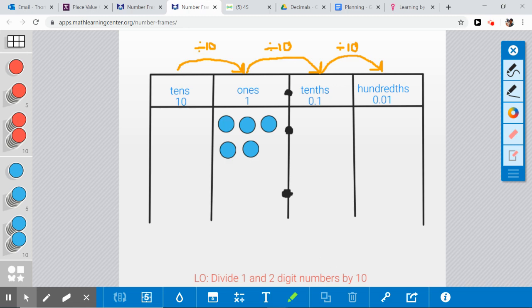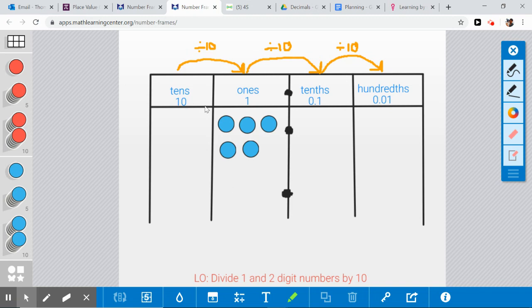Hello. Today we're going to be looking at dividing 1 and 2 digit numbers by 10. So here we've got our place value chart. And the place value chart tells us the value of every digit in a certain number. So I'm going to demonstrate with counters, and then I'm going to demonstrate with the digits directly underneath.